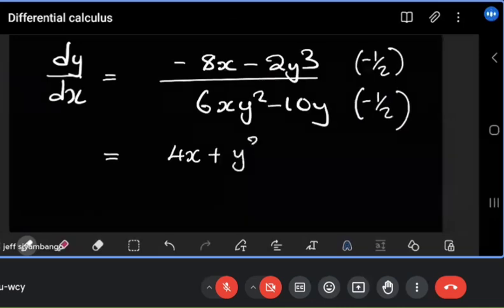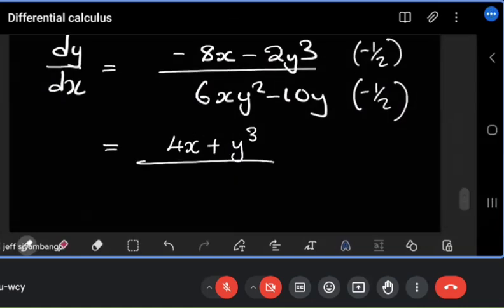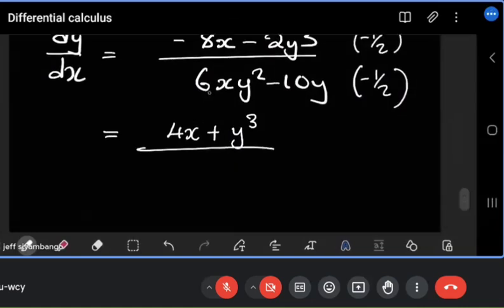The second term also becomes positive, but 2 divided by 2 will be 1. This will remain as just y to the power 3. In the denominator, you see that the 6 will be divided by 2 to give 3, but the negative will make the 6 to be negative. So I'll end with the 6, but when it's divided by 2, it will reduce to 3.